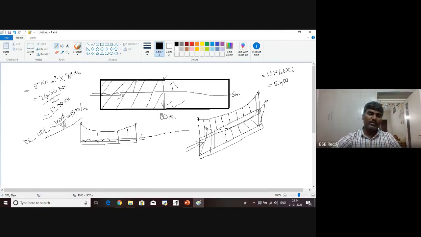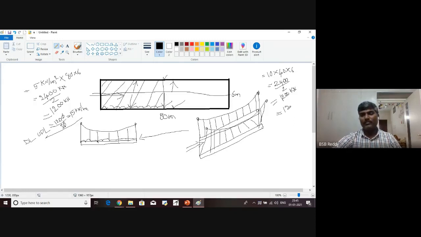Again, this should be shared, half of the load to one girder and another half to another girder. So by 2 will give you 1200 kilonewton. This is live load. And you need UDL only for where the load is acting, only for the left half of the span. How much length? 40 meters.